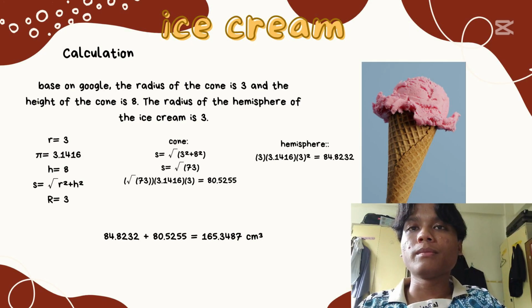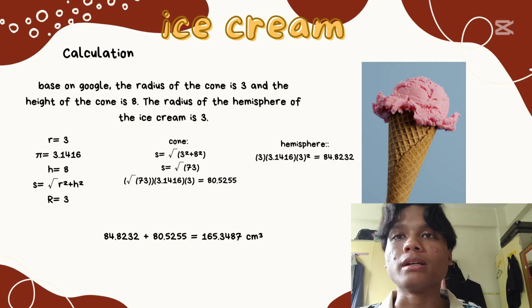Step 2, identify the measurements. The measurements are based on the given values. The radius of the cone is 3 cm, the height of the cone is 8 cm, and the radius of the hemisphere is 3 cm. For pi, we are going to use 3.1416.